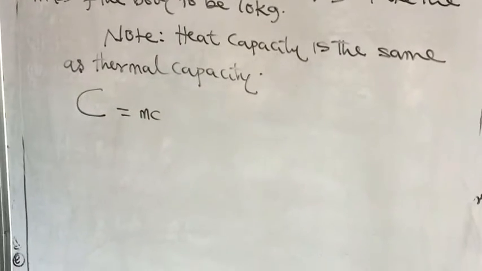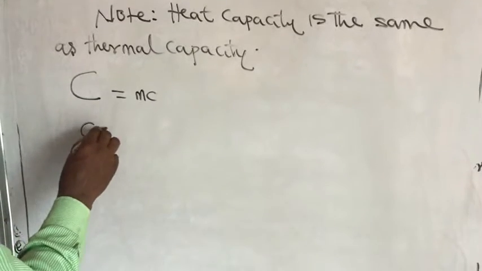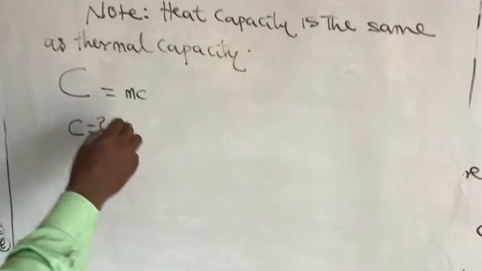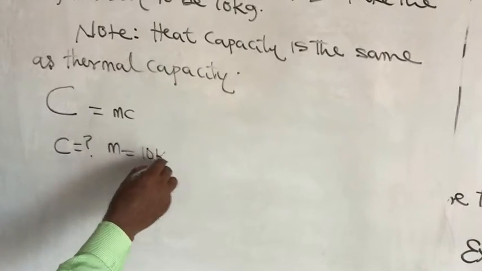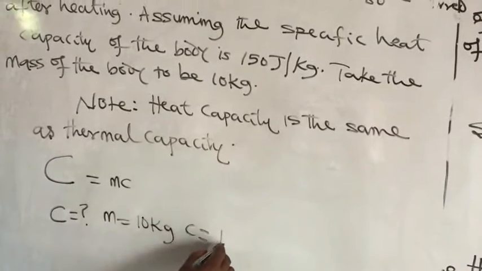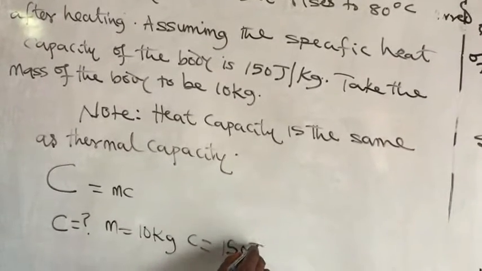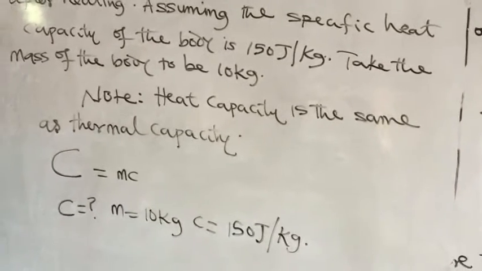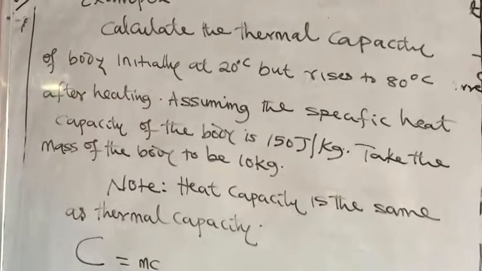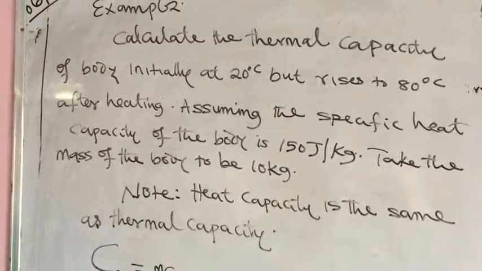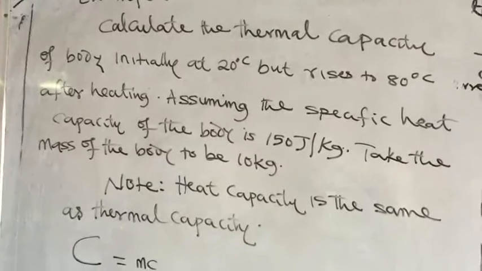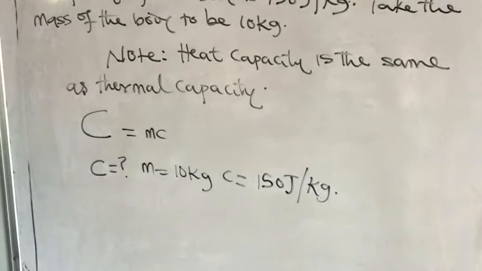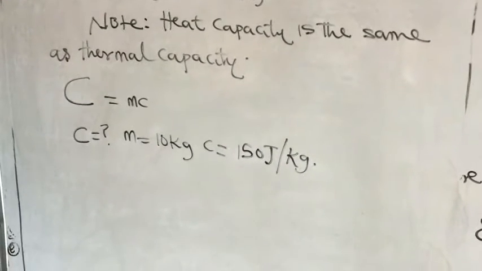So we are looking for capital C this time around, which is capital C equal to question mark. Your m is given to you as 10 kg, and your c is given as 150 joule per kilogram. Of course, they gave you temperature change. You don't need it, so you can be deceived. If you go and use it, you will fail it, because there's no connection between heat capacity and specific capacity under the use of temperature. So we are not going to use the temperature.